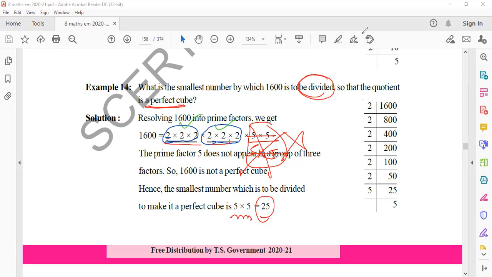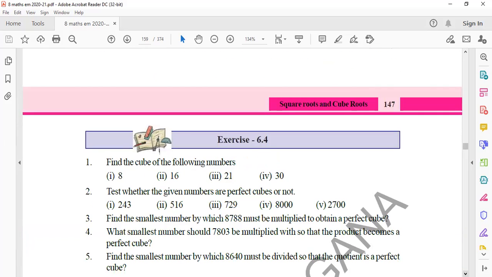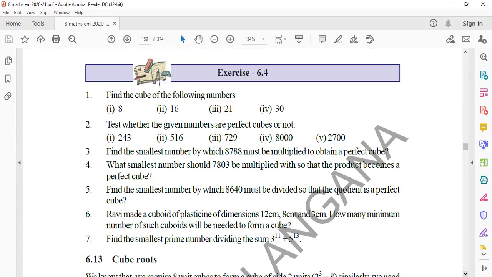We have extra problems also, so you should already understand that. Clear, I think so. Example 14 is clear.